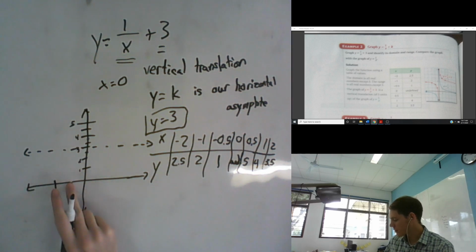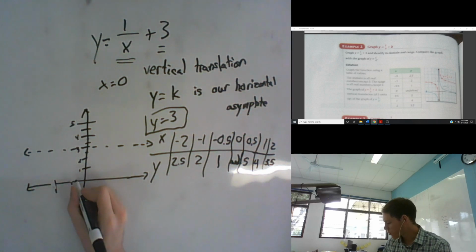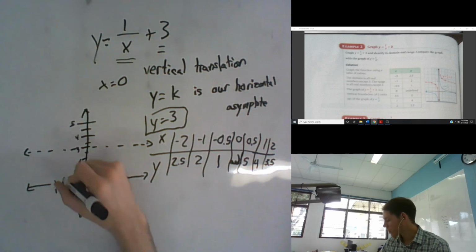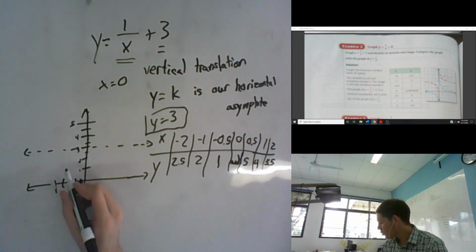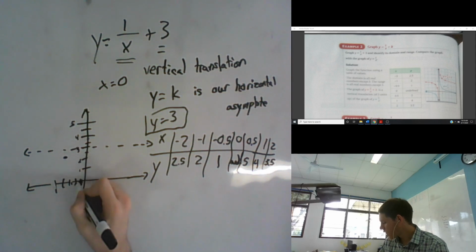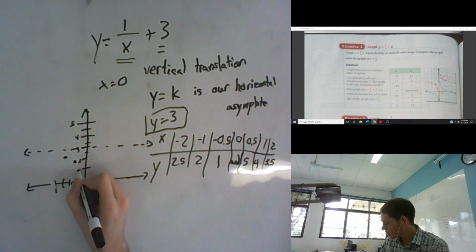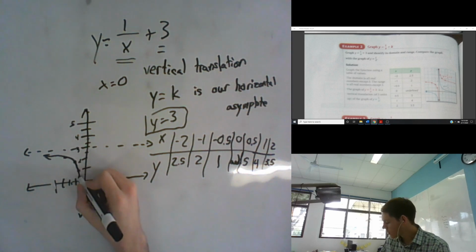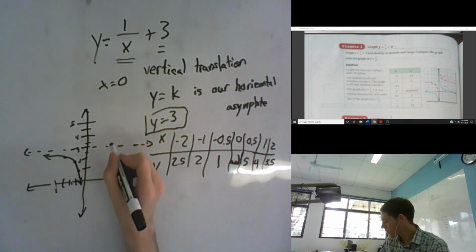Sorry, let's redo this one. So we have 1 and 1/2, 2. So 2 we'll go with 2.5, which would be right here. 1 would go with 2, and 1/2 would go with 1. So actually, our graph will look something like this.